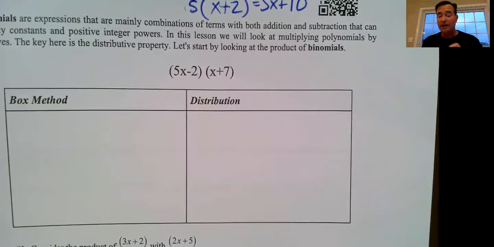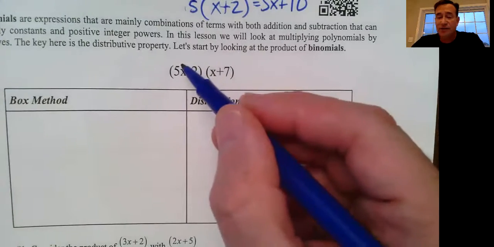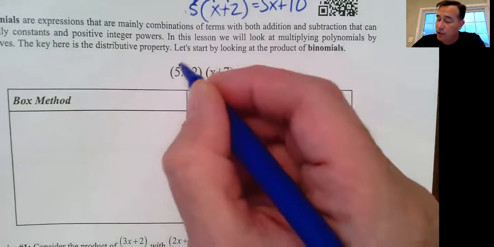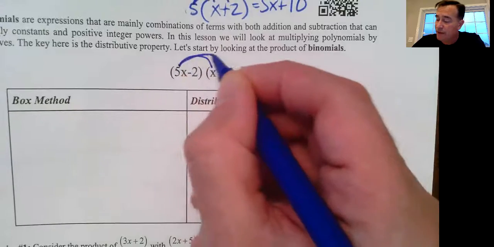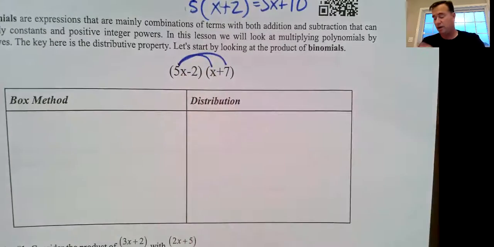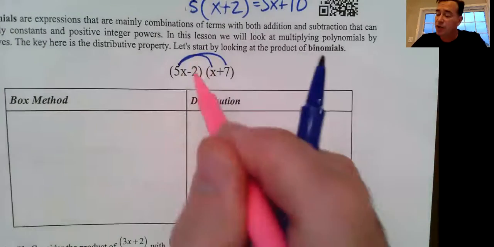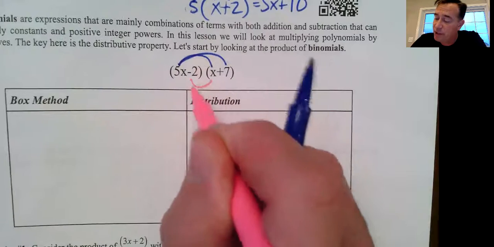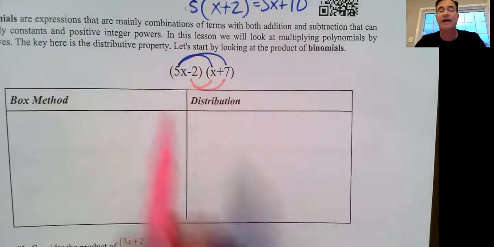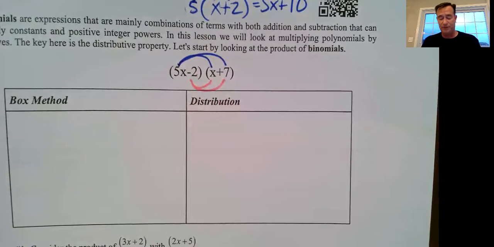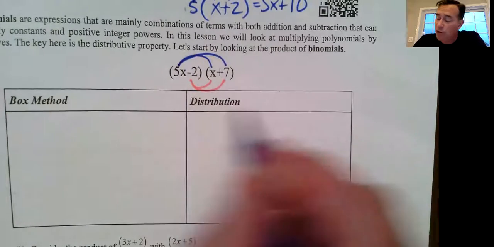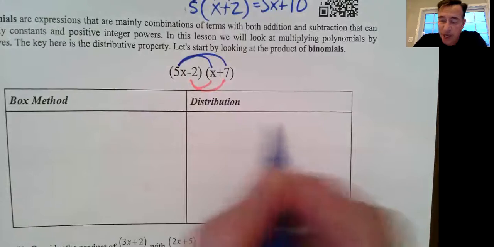So I could take this 5x and distribute it to both things. I can show that I am multiplying that 5x times both things here. And then I've also got to multiply that -2 times both things, and I can show that. So when I'm done with this, I'm going to have 4 different results. But essentially, you're just multiplying them using the distributive property. So I'm just going to write my results here.